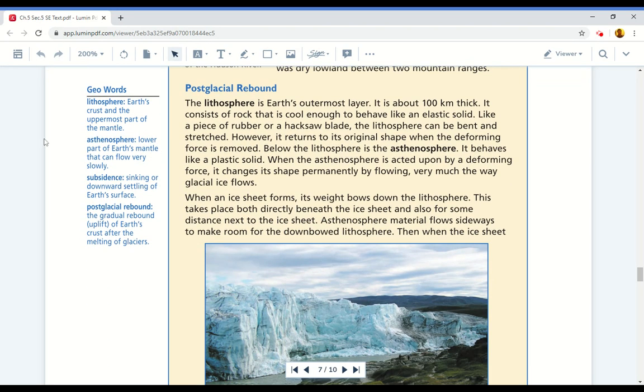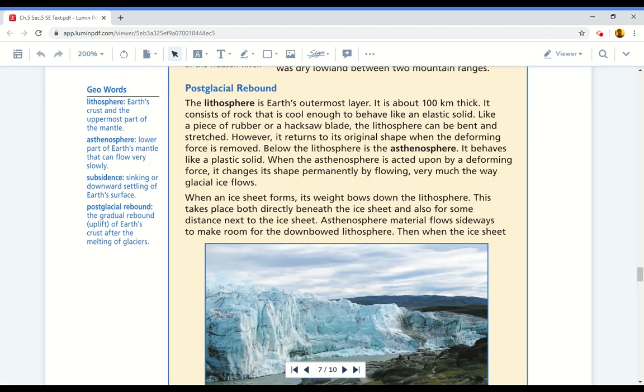Post-glacial rebound. The lithosphere is Earth's outermost layer. It is about 100 kilometers thick. It consists of rock that is cool enough to behave like an elastic solid. Like a piece of rubber or hacksaw blade, the lithosphere can be bent and stretched. However, it returns to its original shape when the deforming force is removed.